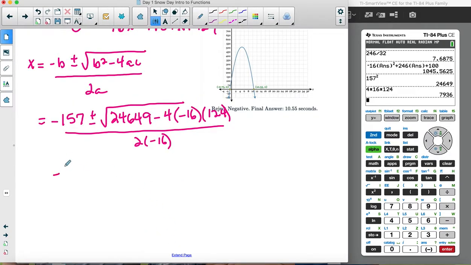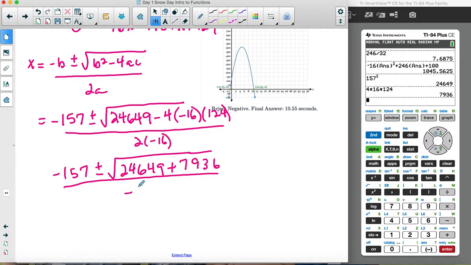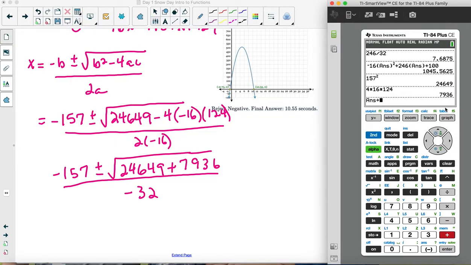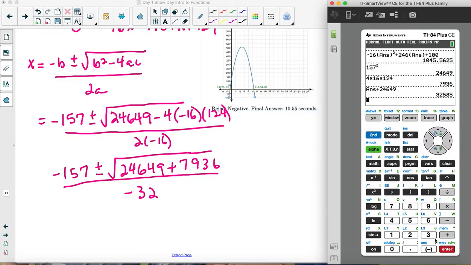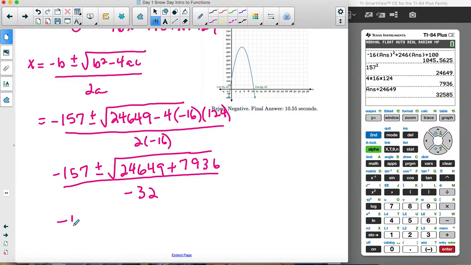So again, I have my negative 157 plus or minus the square root of this 24,649. My double negatives is going to give me a plus sign. And now my 4 times 16 times 124 is that 7,936, all divided by negative 32. So now I'm going to add to my 7,936, my 24,649. So plus 24,649. Enter.